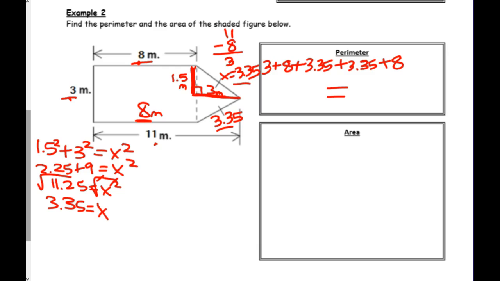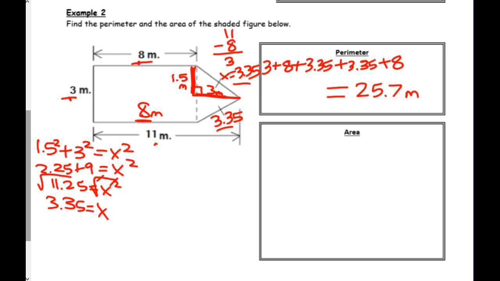I don't think that's it. What is it? 25.7? Oh, sure? All right, 25.7 meters, right?